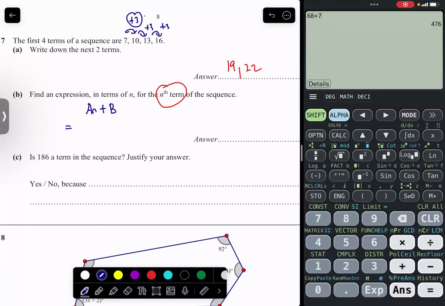This is going to be my A. Go backwards, this is T0. So this is 4, and this is going to be my B. So that means the pattern is 3n plus 4.